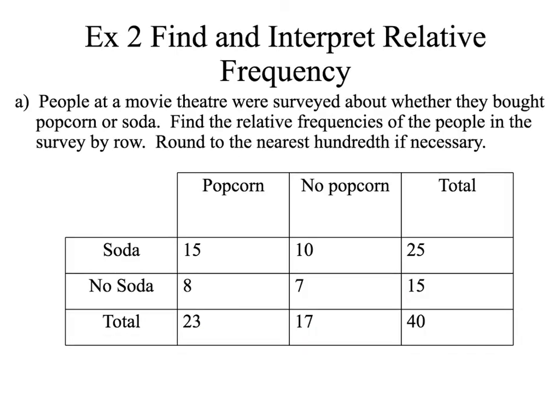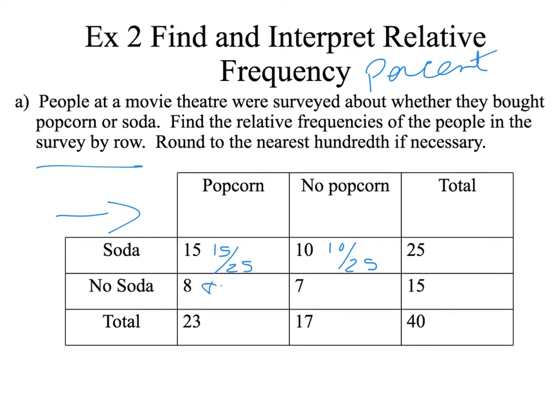So here we're looking at relative frequency. And basically what the relative frequencies are are percentages. And we're going to be looking by row. And row goes across. So we're actually going to be looking at the soda values. So we're going to do 15 divided by 25. We're going to do 10 divided by 25. And obviously 25 divided by 25 would be 1. We don't need to do that.